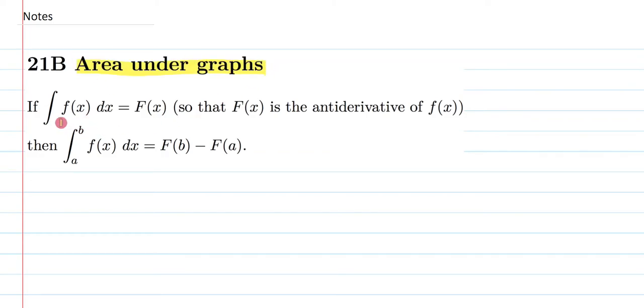So we're going to be finding the area under graphs. If we have the indefinite integral of f of x with respect to x, what we say is that the antiderivative is equal to capital F of x. So the capital F of x is the antiderivative of f of x. That is this one right here. This is an indefinite integral.